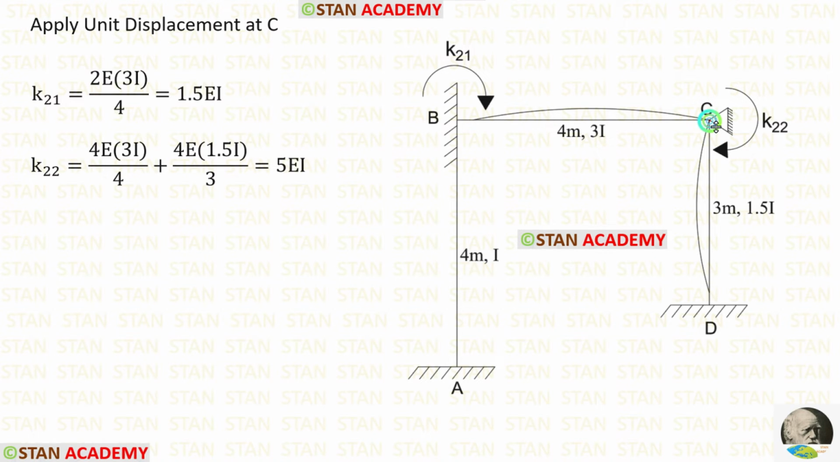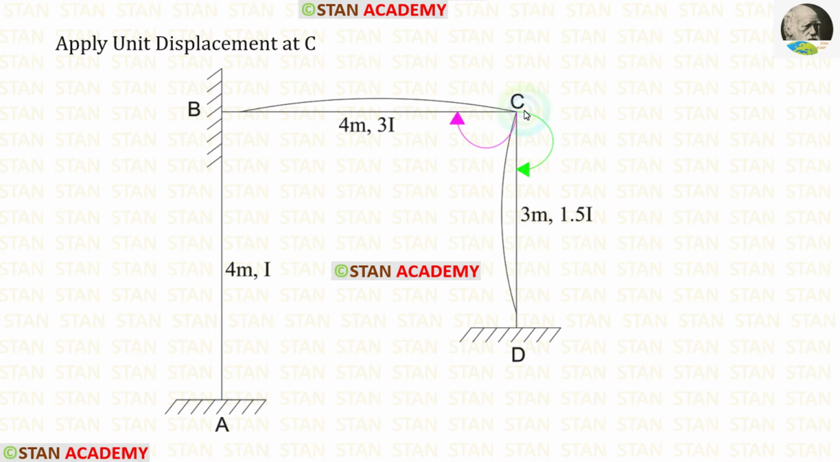Now let us see how to draw these curves. We are applying unit displacement in the point C. So from the point C, we have to make two clockwise curves, one curve towards the point B and one curve towards the point D. Then we have to see the direction of the arrows and draw these curves.